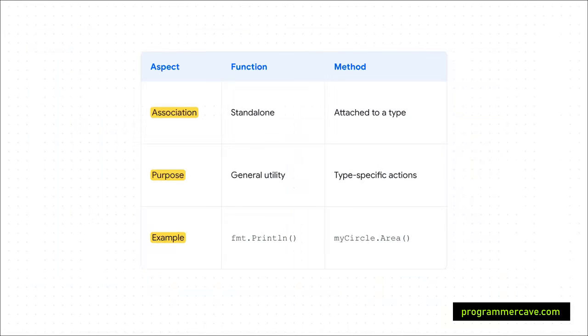So let's just boil it all down. The key word here is association. Functions are standalone for general utility. Think fmt.Println. It'll print pretty much anything you throw at it. Methods, though, are all about actions on a specific type's data. You've got a circle? You call myCircle.area to get its area. See the difference? One's general, one's specific.